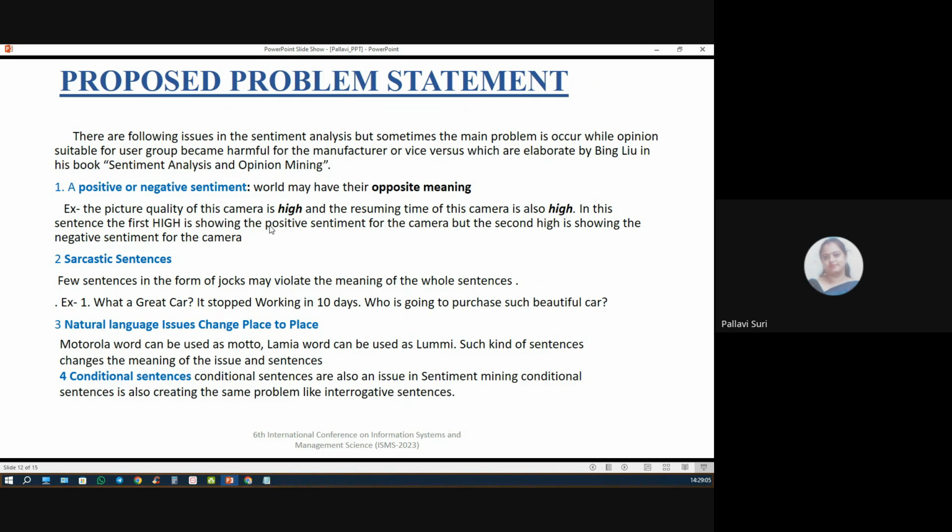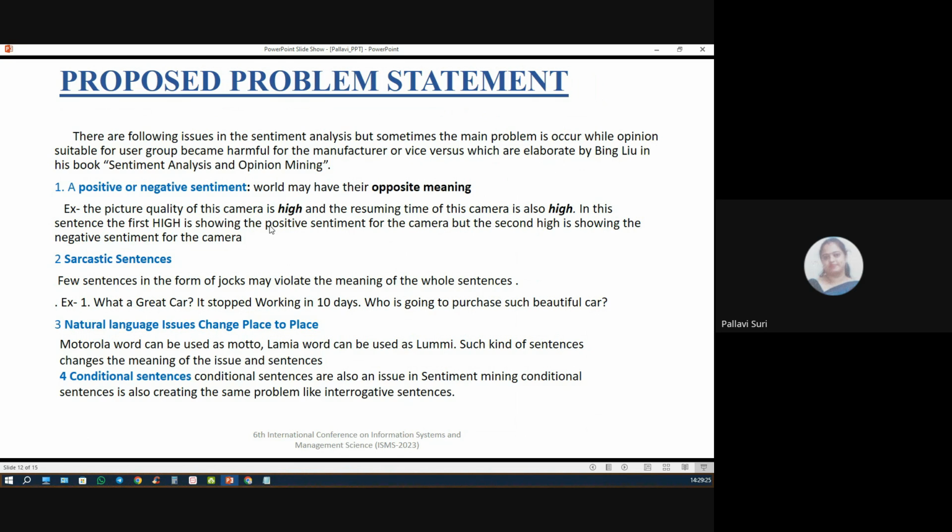Positive and negative sentiments means, for example, if we are talking about the picture quality of a camera, picture quality of camera is high, and the resuming time of the camera is also high. In this case, first high is showing the positive sentiment, but the second high is showing the negative sentiment of the camera.